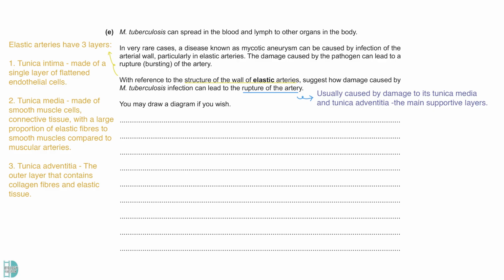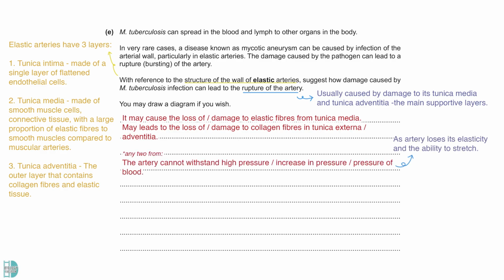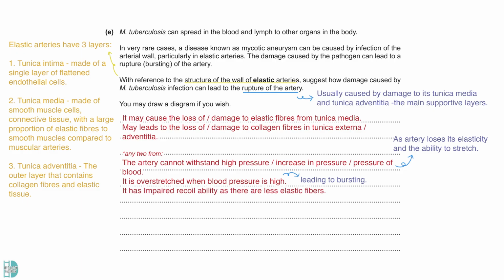The rupture of an artery is usually caused by damage to its tunica media and tunica adventitia, which are the main supportive layers. It is possible that the bacterium causes damage to the elastic fibers in tunica media or collagen fibers in tunica adventitia. Without the elastic fibers, the artery loses its elasticity and the ability to stretch. The artery will lose its ability to withstand the increase in blood pressure. The wall may be overstretched or overexpanded, leading to bursting. It also cannot recoil properly as there are fewer elastic fibers.